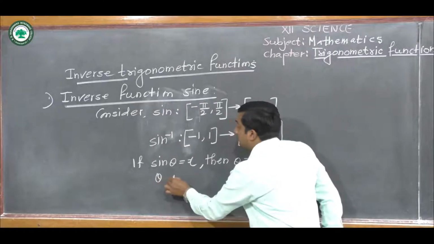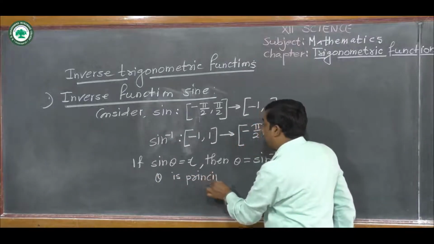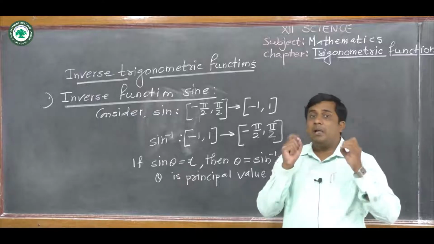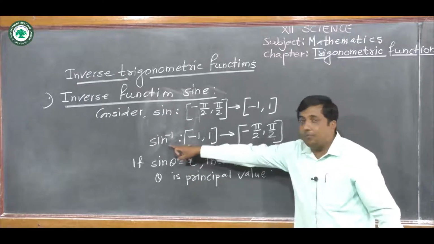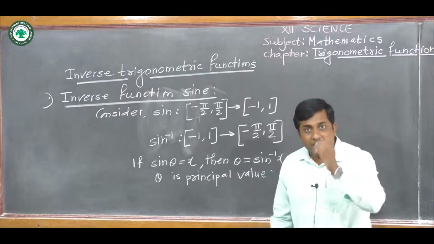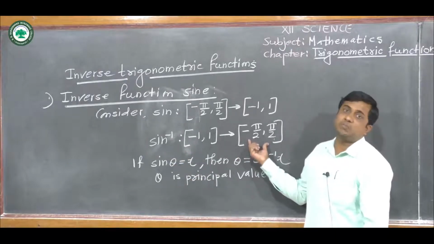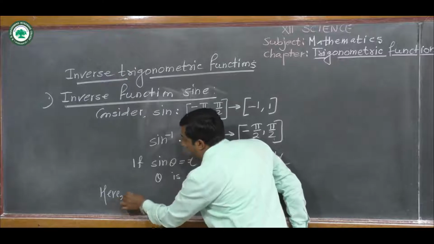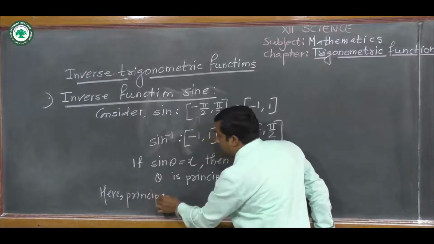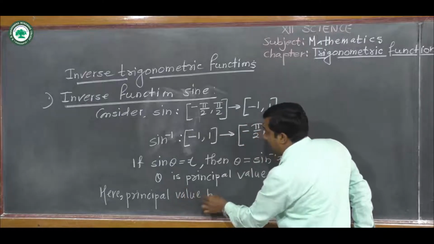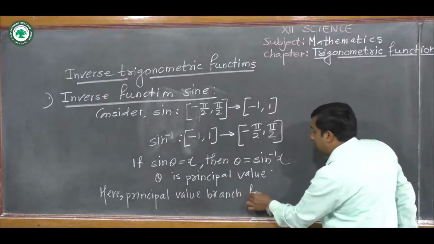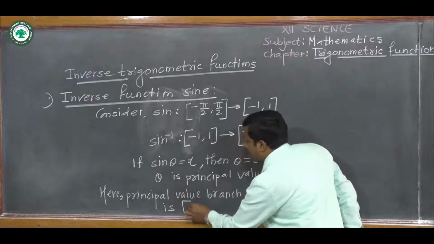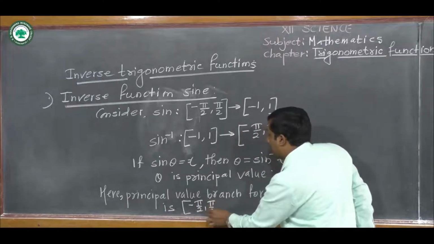We consider the principal value. The principal value branch for sine inverse is closed interval minus pi by 2 to pi by 2.